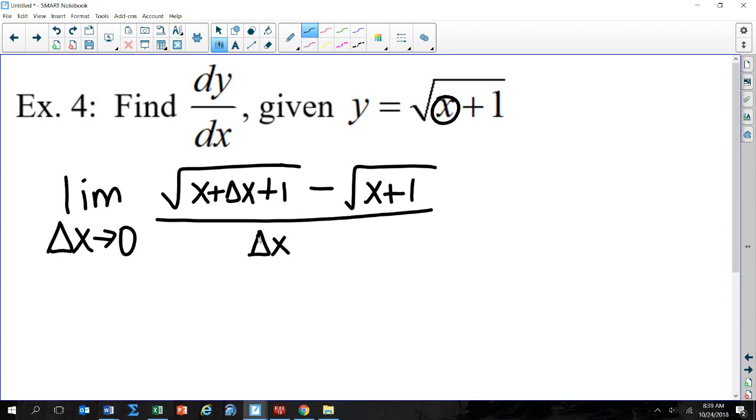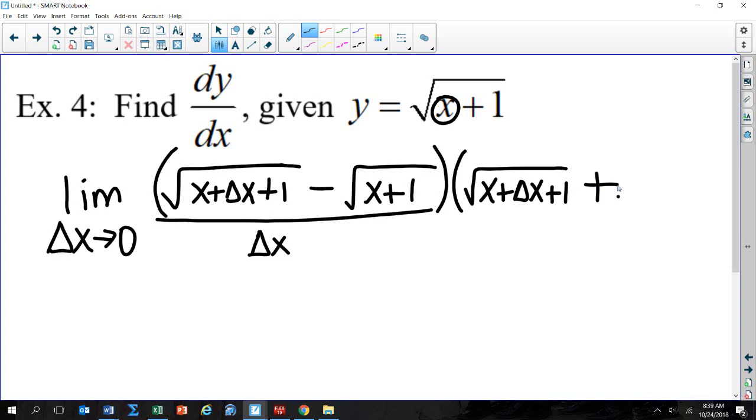Now, I see a limit problem with radicals in the binomial. What analytical method are you going to use to evaluate that limit? I heard it. Conjugates, right? Whenever you are evaluating a limit problem analytically, and you have a binomial with a radical, you should immediately be thinking conjugates. So I'm going to start this problem by multiplying the top by the conjugate. The conjugate, instead of having a minus sign separating it, will have an addition sign separating the two radicals.